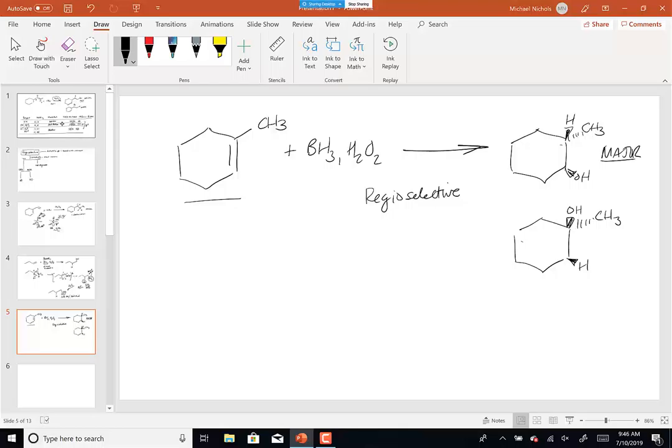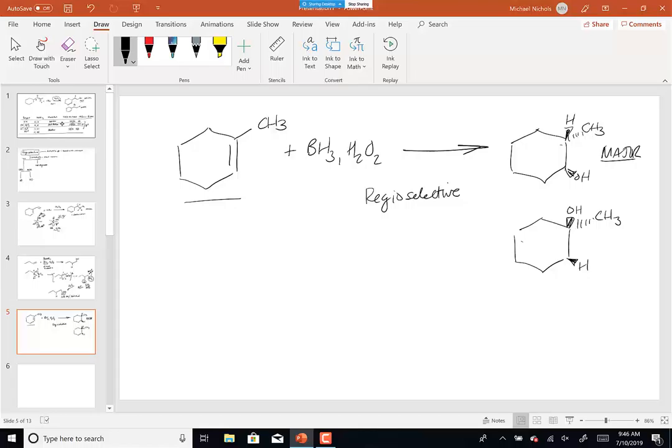Now, when it comes to stereoselectivity, I've said if you generate a product with one chiral center, is that going to be stereoselective or not? If you just make one chiral center? No. Not without a chiral reagent. Any chiral reagents here? BH3, H2O2 chiral, no. Double bond, not chiral. Not chiral from the standpoint of having a chiral carbon. So I can't generate one chiral center, but what if I generate two chiral centers?